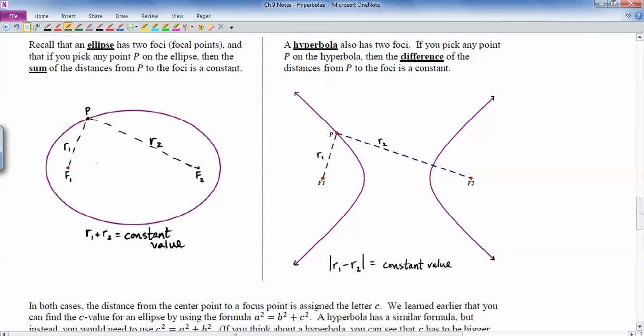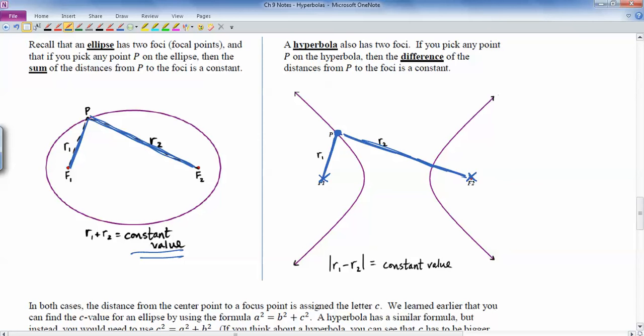And if you remember, we figured out for an ellipse that you pick any point on an ellipse and the distance from one focus to the point, plus the distance from the other focus to the point, is always a constant. Hyperbolas also have foci, so here's one of them, and here's the other one. Except it works different. If you pick a point on the hyperbola, like P right here, then this distance and this distance, if you take the difference between them, then that's a constant instead. Not the sum, but the difference.